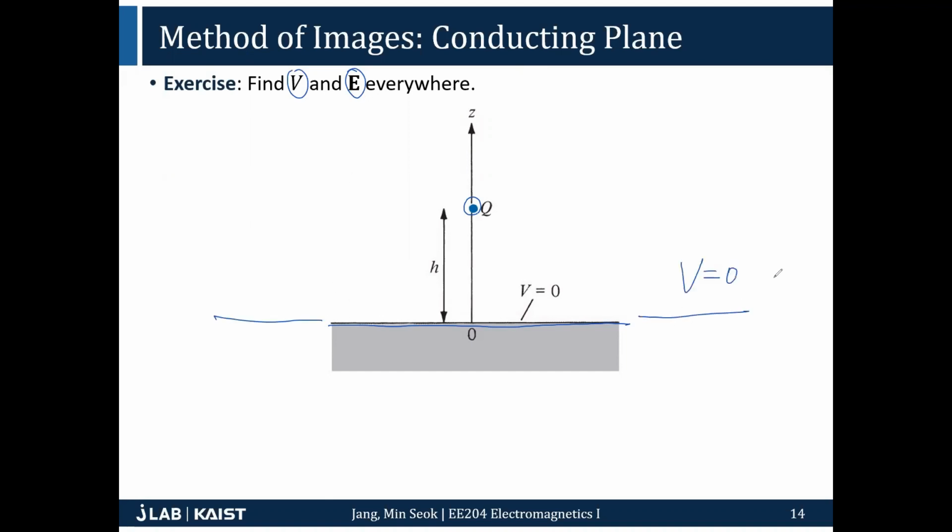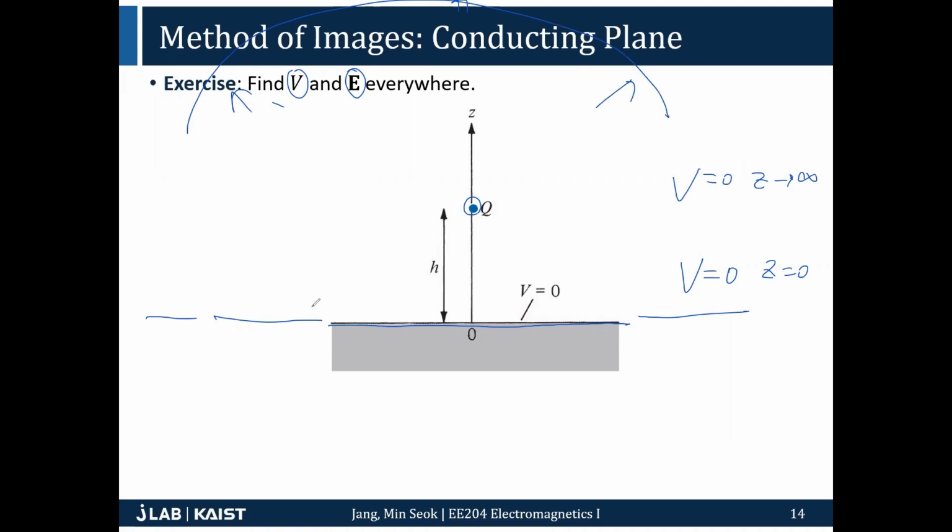V equals 0 when Z equals 0, right? That's your boundary condition. And also V equals 0 in this case when Z goes to infinity. If you go far away, it must be 0. That's the reference point of the potential.